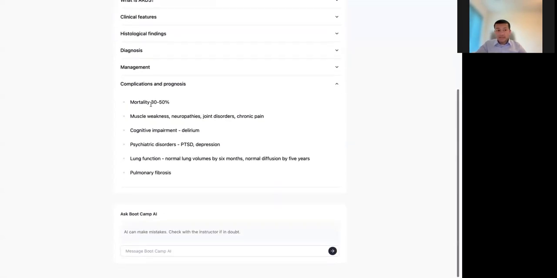Mortality is very high, 30% to 50%, meaning 1 in 3 patients to 1 in 2 patients will die. We're talking about severe ARDS, obviously. Muscle weakness, neuropathy, joint disorders, chronic pain, and cognitive impairment, delirium, fairly common in the ITU. And if the patient survives, they may end up having post-traumatic stress disorder because it is not a very pleasant situation that you've encountered, or lifelong major depression.